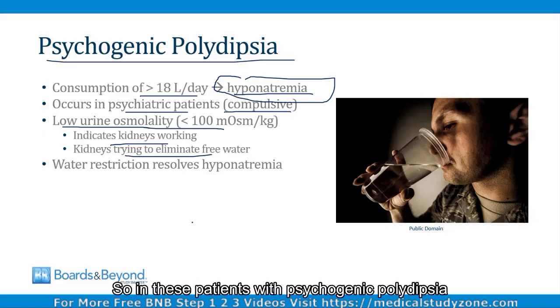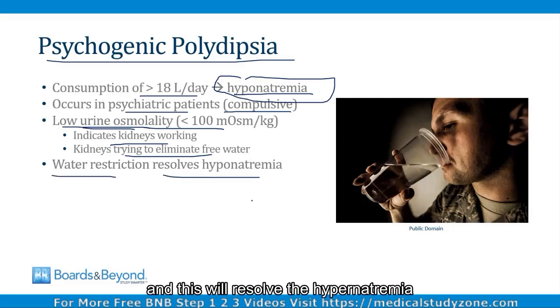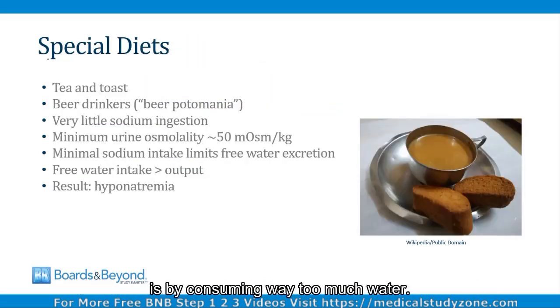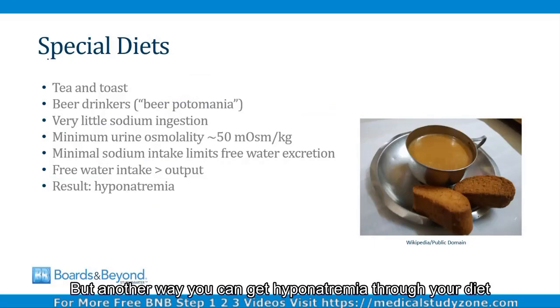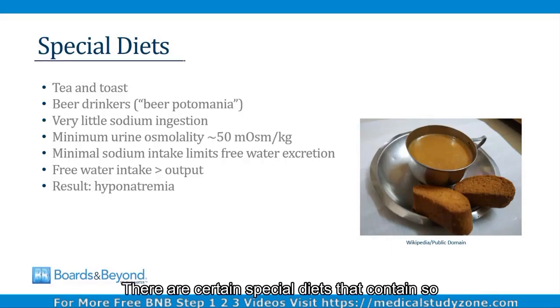So in these patients with psychogenic polydipsia, you identify the hyponatremia, you find the low urine osmolality, and then you recommend water restriction, and this will resolve the hyponatremia because there's no problem with the kidneys. It all has to do with the patient drinking too much water every day. So one way you can develop hyponatremia through your diet is by consuming way too much water. But another way you can get hyponatremia through your diet is by eating very little sodium. There are certain special diets that contain so little sodium that they can lead to hyponatremia.